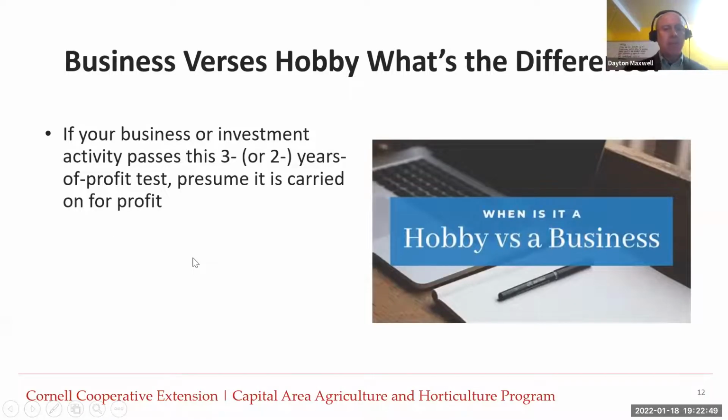And if your business or investment passes the 3 of 5 or the 2 of 7, it is presumed to be carried on for profit and therefore recognized as a business and not a hobby. So that's cut and dry.